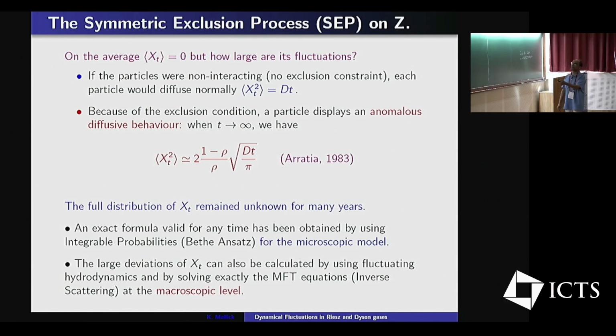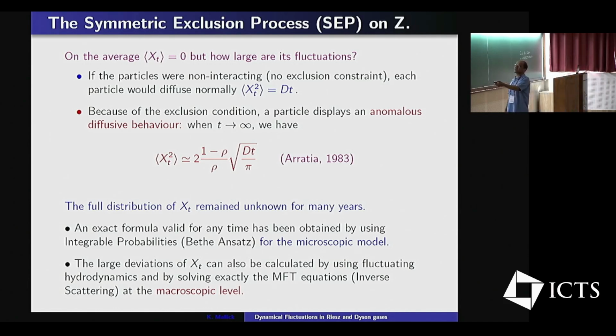But if we now look at the variance, x square average, if it were not interacting, it would be normal, but because it's interacting and there's this exclusion condition, x square scales like square root of t, and even the prefactors are exactly known in the large time limit. This is an exact result from more than 40 years ago by a mathematician called Arratia. But the full distribution of the tagged particle position remained unknown for many years. There were quite a few mathematical papers, large deviations and so on, but the exact distribution was not known.